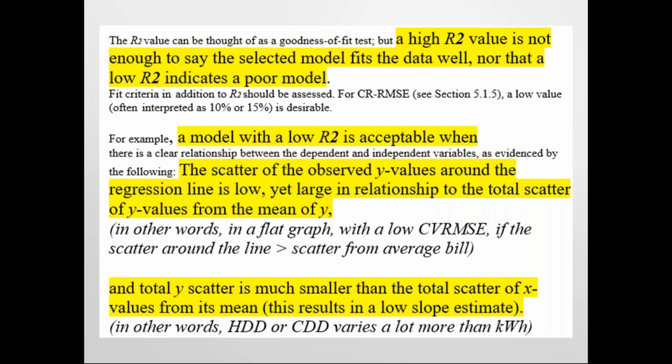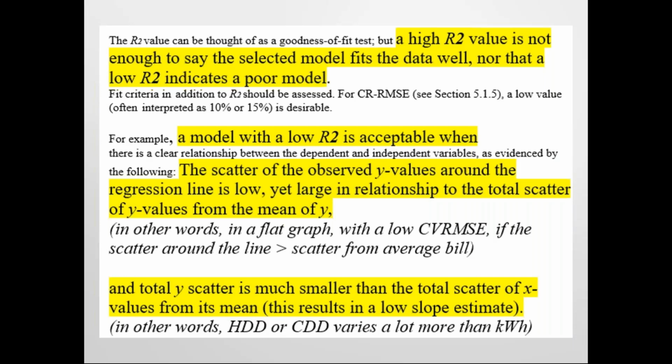Now, this is what he said: a model with a low R squared is acceptable when the scatter of the Y values around the regression line is low. I guess that means the CVRMSE is low, and yet large in relation to the total scatter of Y values from the mean of Y. So that's basically a measure of slope. Is there a slope or is there not a slope? Oh, I wrote in other words down here.